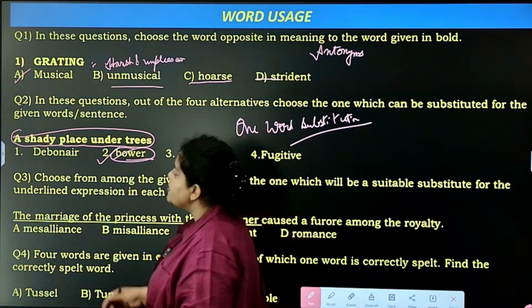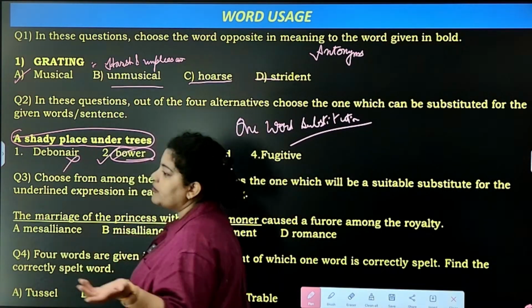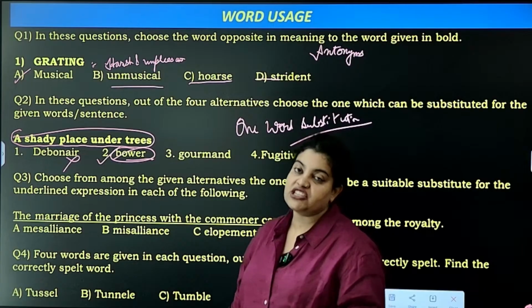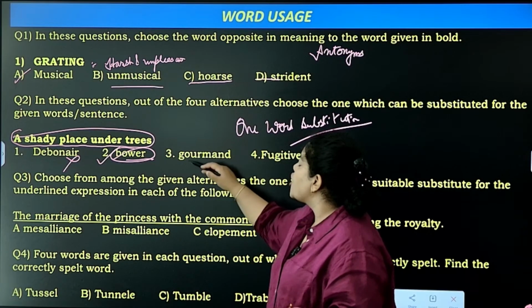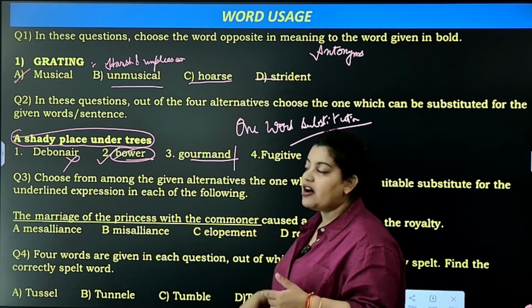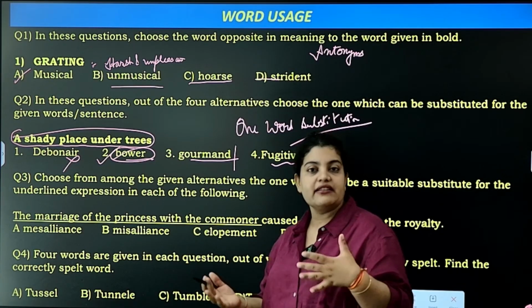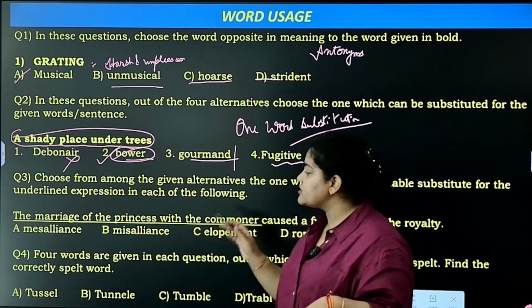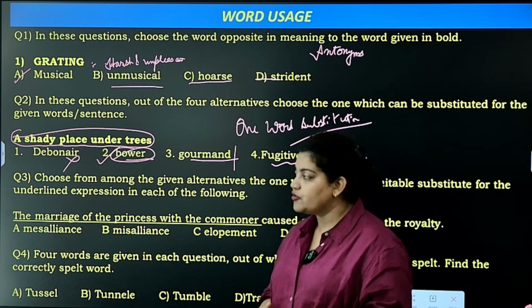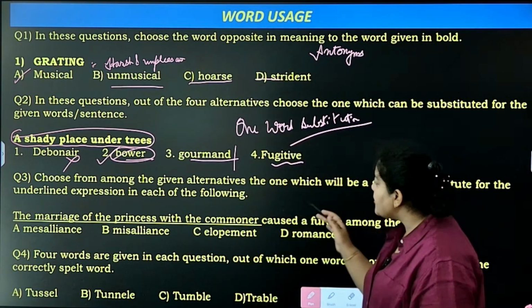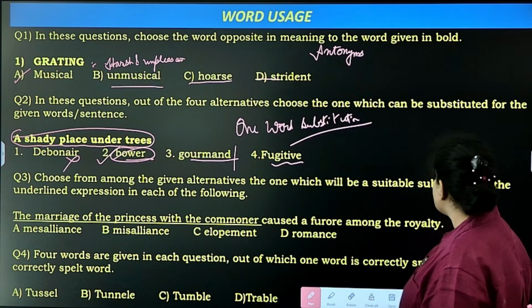Okay, debonair is actually used for someone cheerful, confident, and stylish, especially for the boys, right? Gourmand is basically a food lover, and fugitive is something that is, let's say, running away from legal or police or something, so that person is known as a fugitive, right? Now choose from among the alternatives the one which will be a suitable substitute.